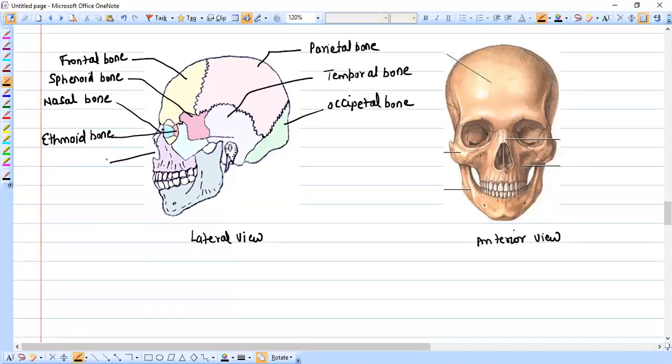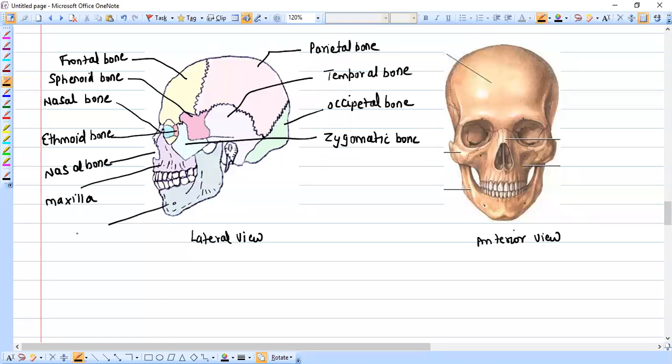This is your nasal bone, so I call it the nasal bone. This is the cheekbone, which I call the zygomatic bone. Here the upper jaw that you observe is called the maxilla. The lower jaw that you can see is called the mandible. And there is a process that connects both the jaws, that is called the mastoid process. So this is the lateral view of all the bones.